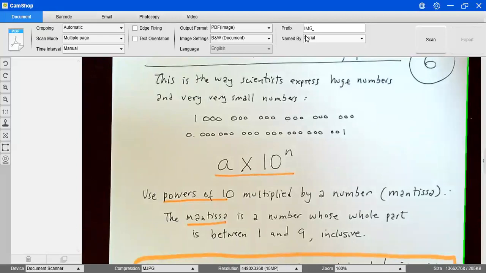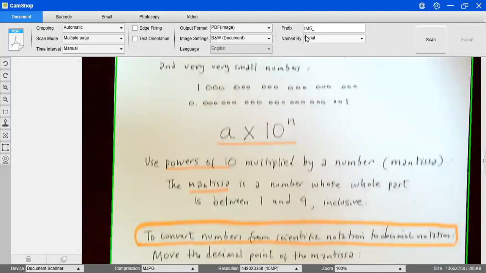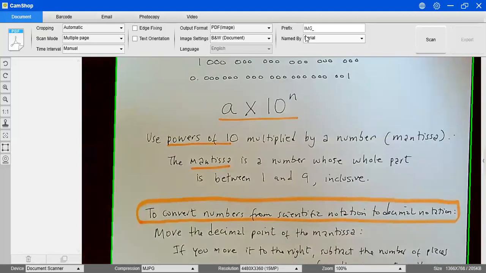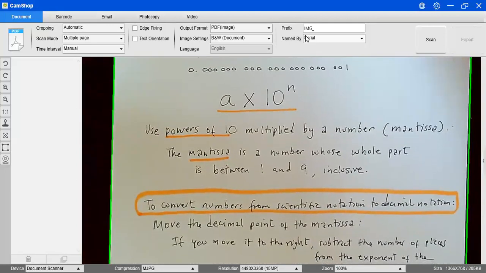So we're going to need to be able to convert numbers from one notation to the other. We call the notation that we use most of the time decimal notation. So when you write 300, it's just decimal notation, but you can write 300 by using scientific notation, and we're going to learn how to do that. We're going to start converting numbers from scientific notation to decimal notation.